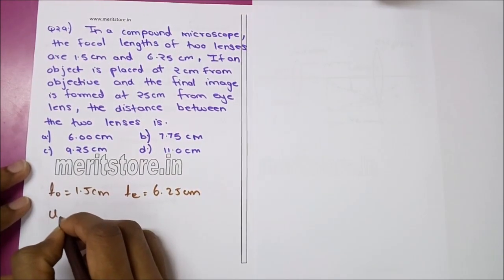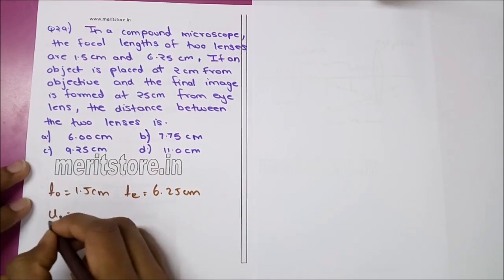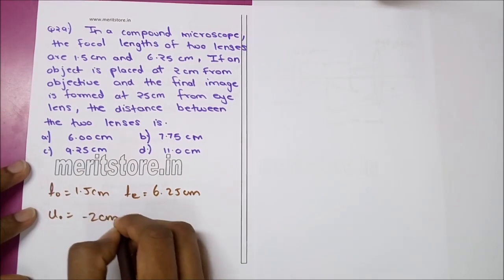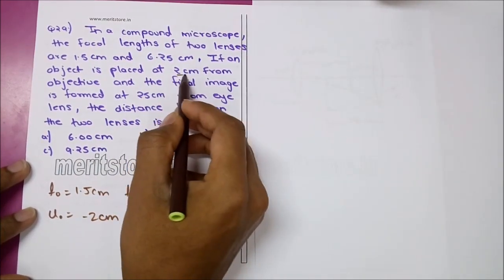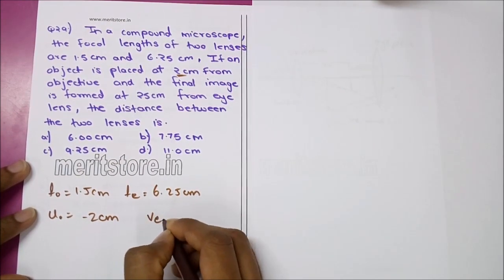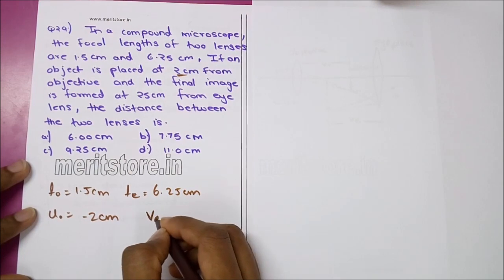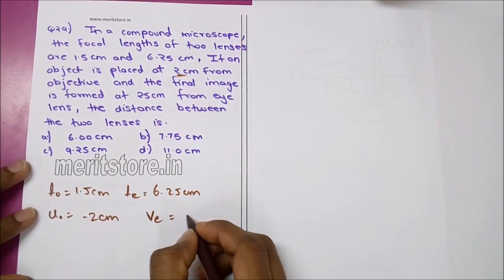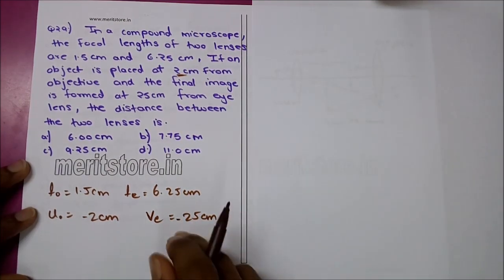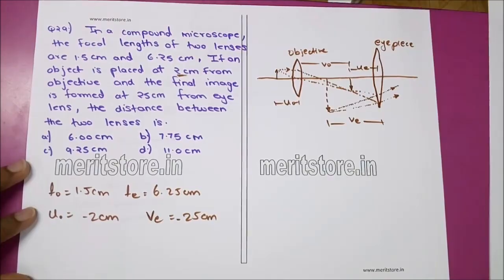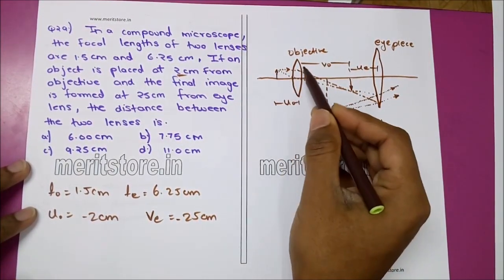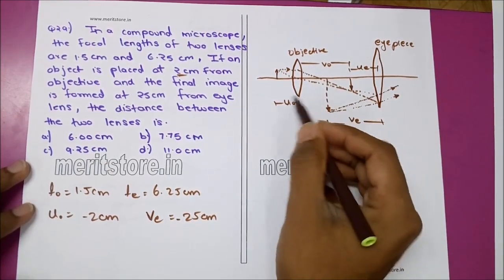The object distance from the objective lens is minus 2 centimeters, since it is placed at 2 centimeters, and the final image is formed from the eyepiece at a distance of 25 centimeters. However, it will come with a minus sign by referring to this figure. This is a compound microscope. This is the objective lens and eyepiece.